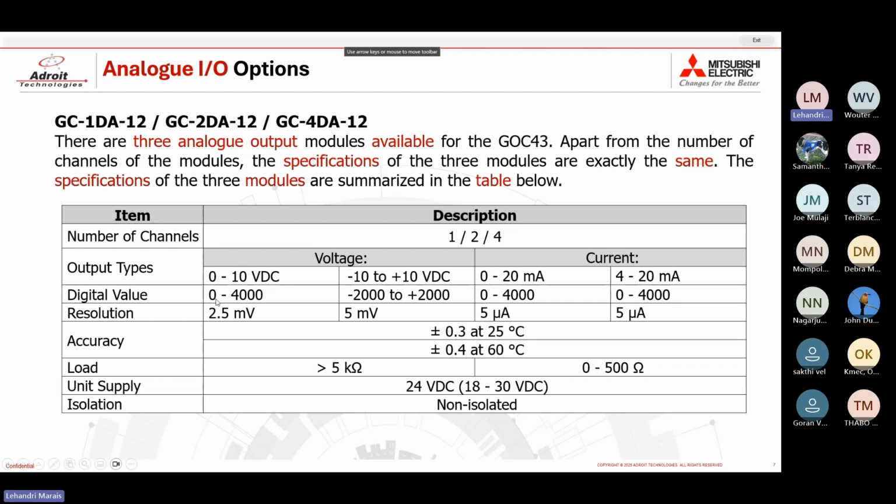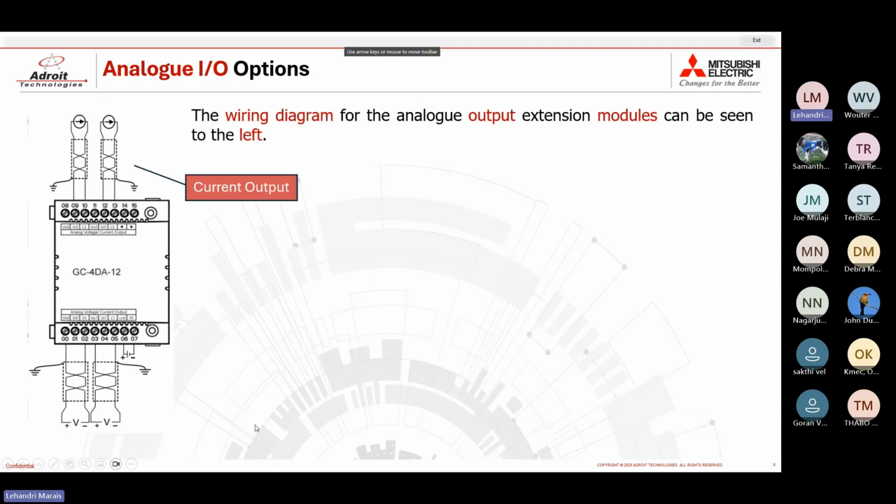This is a 12-bit module. The channels are 12-bit, so your digital value will range from 0 to 4000, and in the case of the minus 10 to 10 volt, it's minus 2000 to 2000. For these modules, you also have engineering scaling available that can be configured within the engineering software.